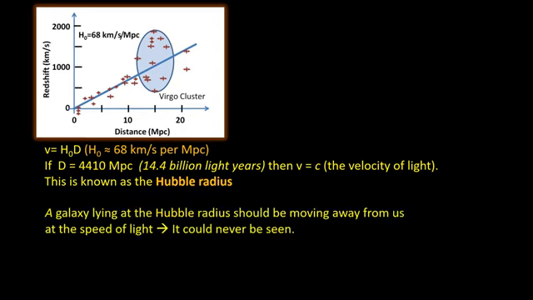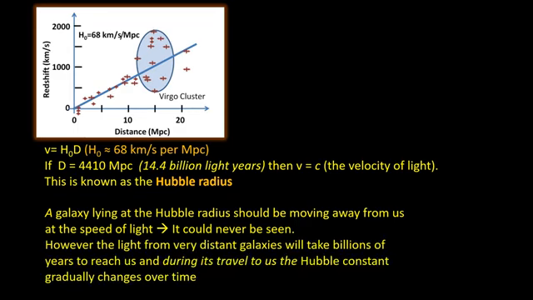A galaxy lying at the Hubble radius should be moving away from us at the speed of light, meaning that its light could never reach us. However, things aren't quite that simple. The light from distant galaxies will take billions of years to reach us, and during this time the Hubble constant changes.